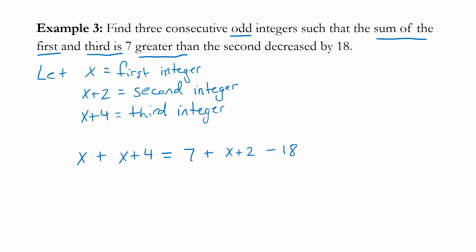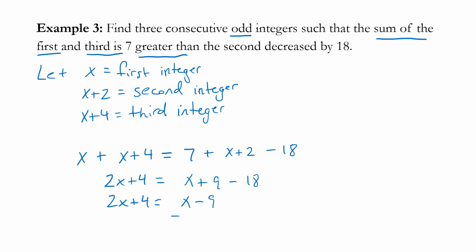All right, so now simplifying. So we have x plus x, well, that's 2x, plus 4 is equal to, well, now I'm going to do 7 plus 2, which is 9. So we have x plus 9 minus 18. And then we can simplify that 9 minus 18 to get a negative 9. So 2x plus 4 equals x minus 9.